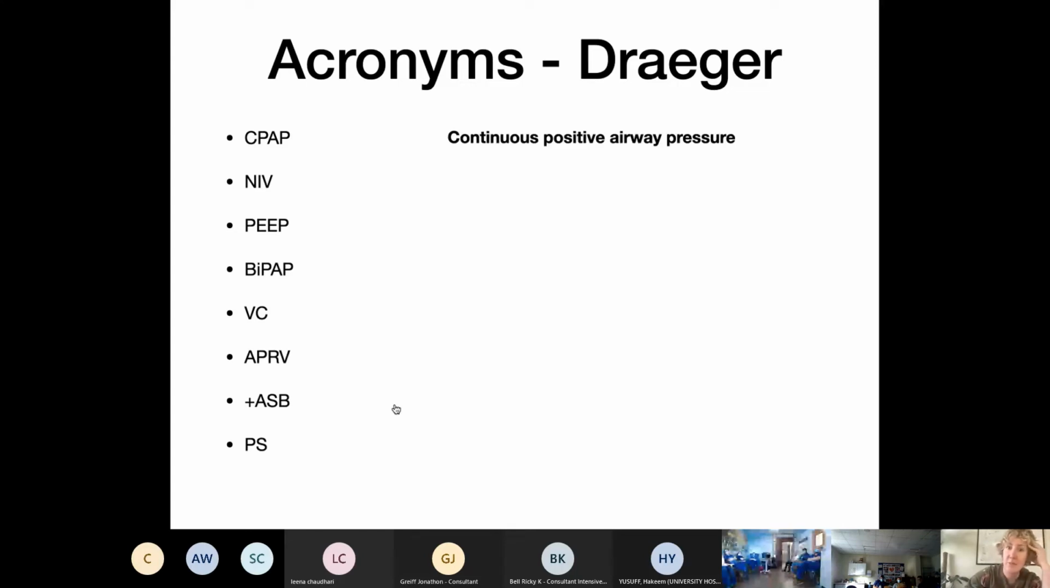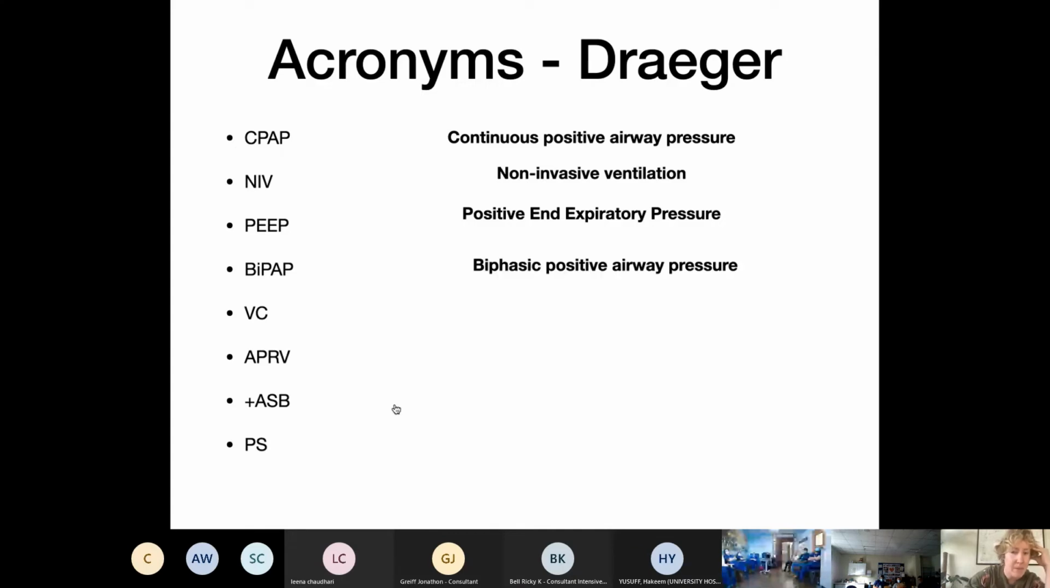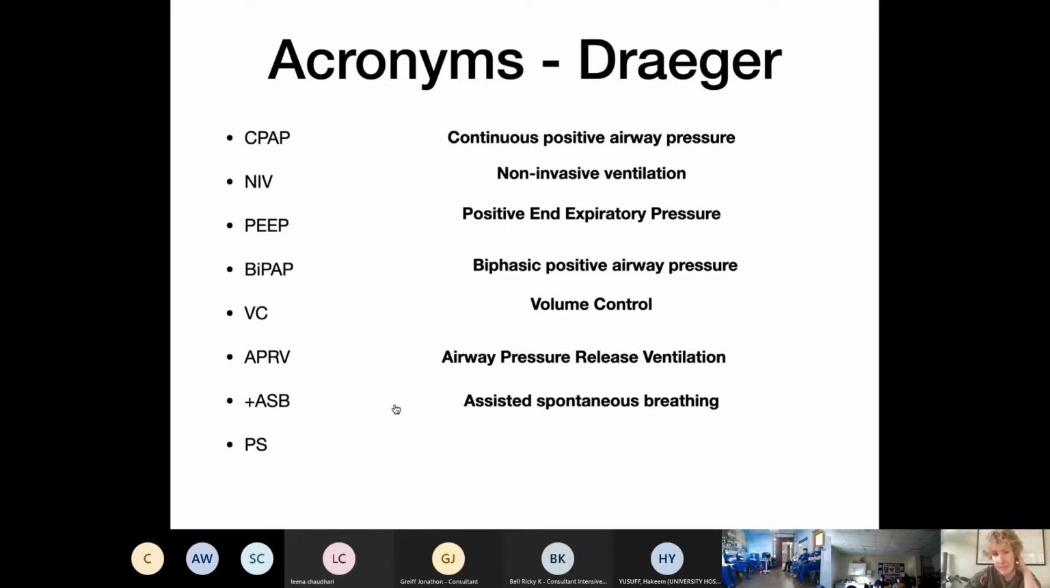CPAP is continuous positive airway pressure. NIV is non-invasive ventilation. PEEP is positive end expiratory pressure. BiPAP is biphasic positive airway pressure. Volume control, VC. APRV, airway pressure release ventilation. And you might see CPAP and BiPAP with ASB next to it, and that's assisted spontaneous breathing. And pressure support you might see with CPAP. We're going to cover this stuff.